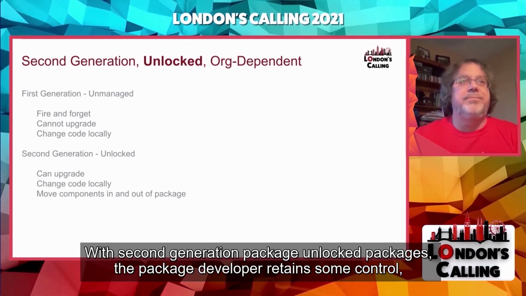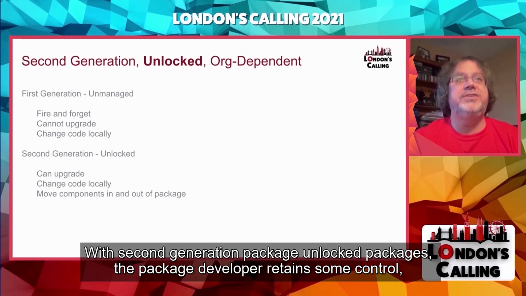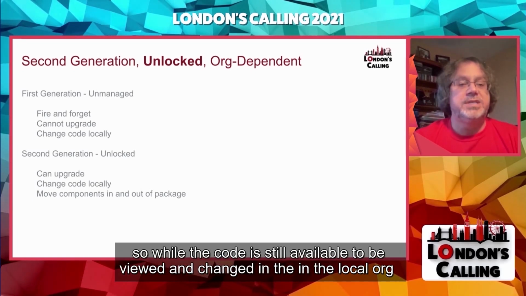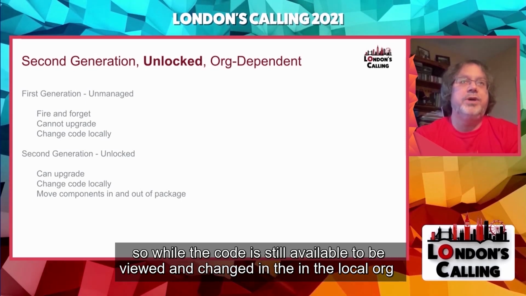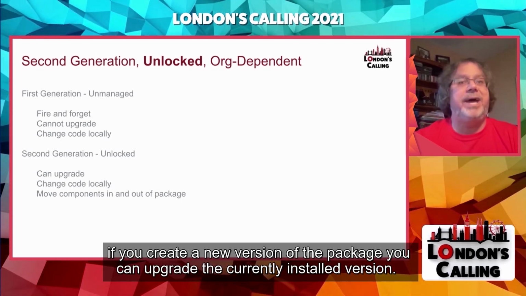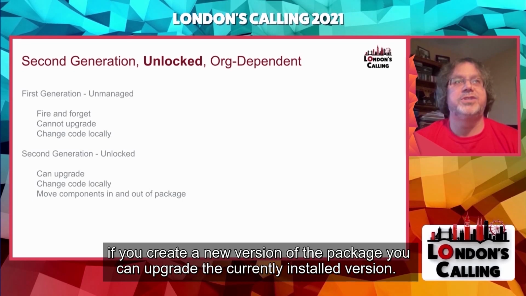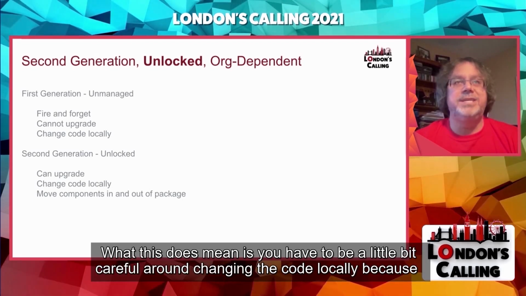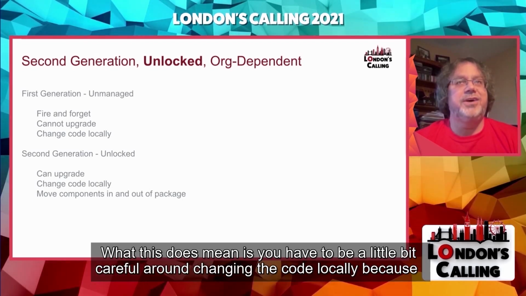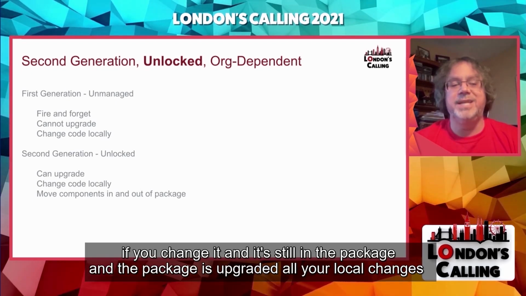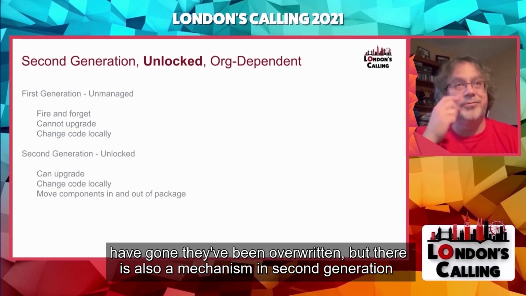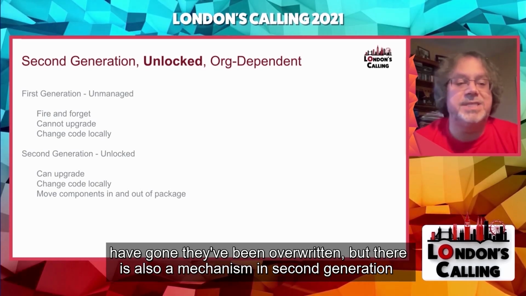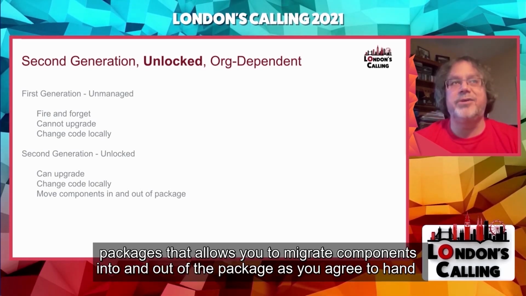With second generation unlocked packages, the package developer retains some control. While the code is still available to be viewed and changed in the local org, if you create a new version of the package, you can upgrade the currently installed version. This does mean you have to be a little bit careful about changing the code locally, because if you change it and it's still in the package and the package is upgraded, all your local changes are gone, they've been overwritten.